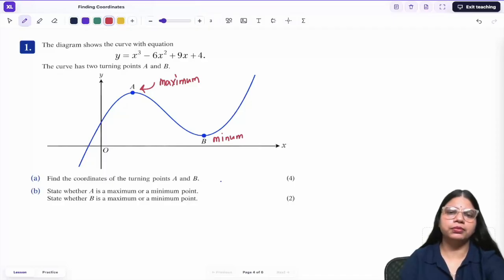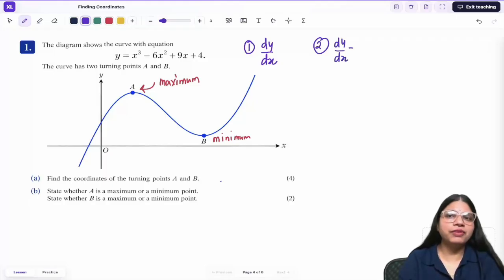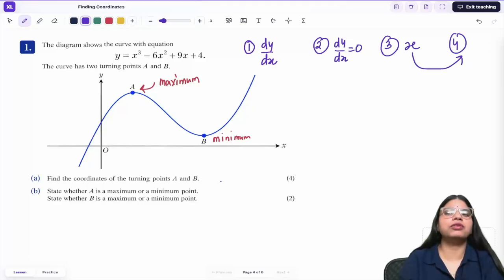Minimum. Okay. So the first step is to find dy by dx, right? The second step is to make it equal to 0. That will help you find the value of x. Once you get the value of x, your fourth step comes, where you have to find the value of y.